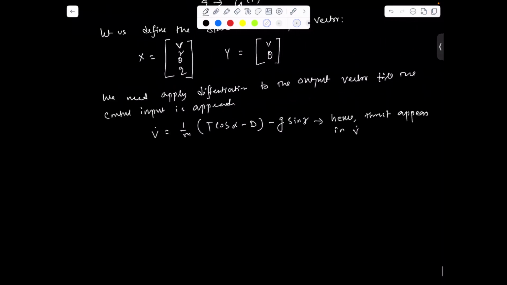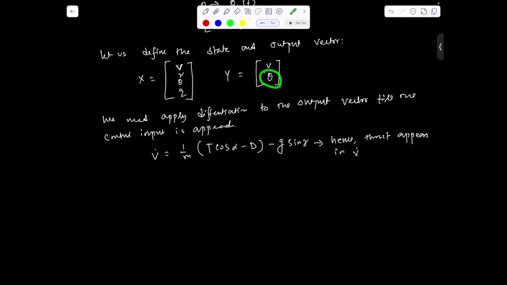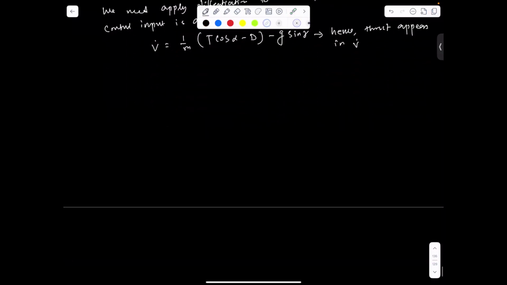Now we'll take the second state in the output equation, which is theta. So here we can write theta dot equal to Q.